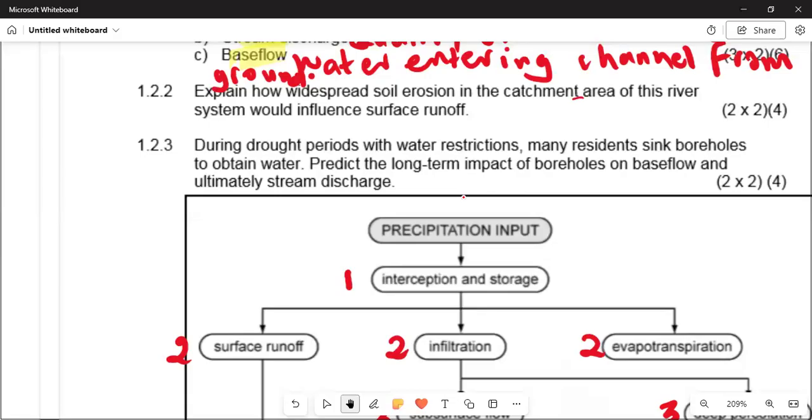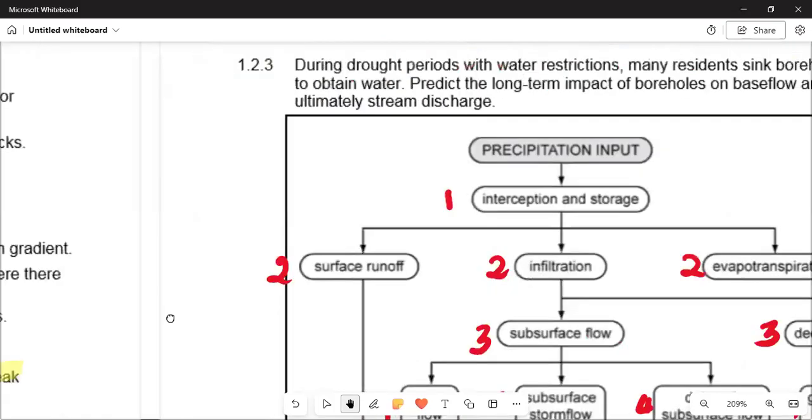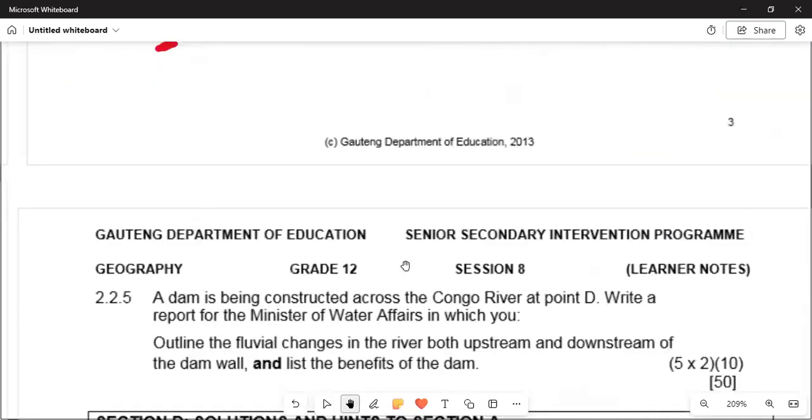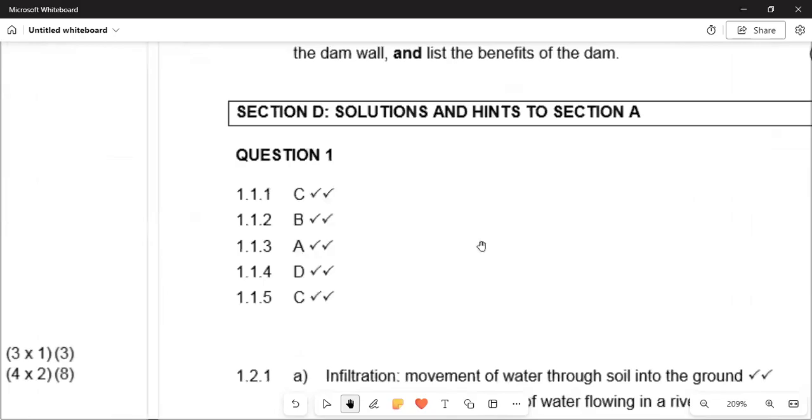And then we are saying that this river system would be influenced by the runoff. So we are saying the more the runoff is, the more the catchment would be. And then that is for 4 marks. And then we are asked again to explain how the wind-spread soil erosion in the catchment area of this river system would influence the surface runoff, for 4 marks. All right. Let us discuss now the answers pertaining to this.